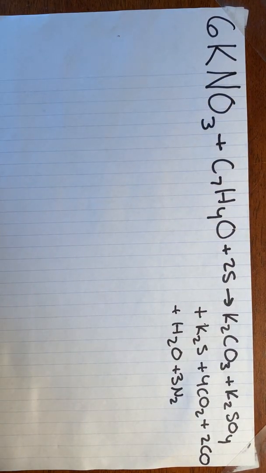Hello, my name is Tommy, and in today's video I'm going to be showing you the chemical equation for a firework, and how this equation is balanced and how it shows the law of conservation is true. Since this equation is really big, it has a lot of reactants and a lot of products, I'm going to split this in half to show you how it's balanced.